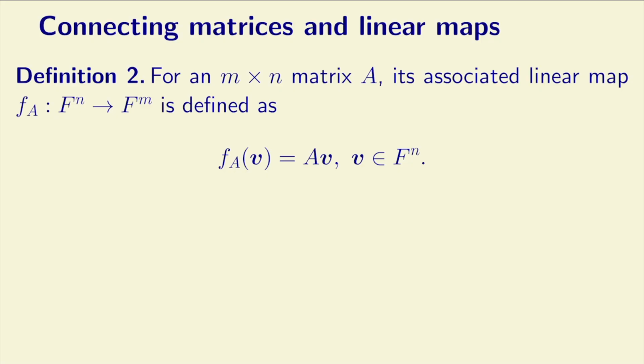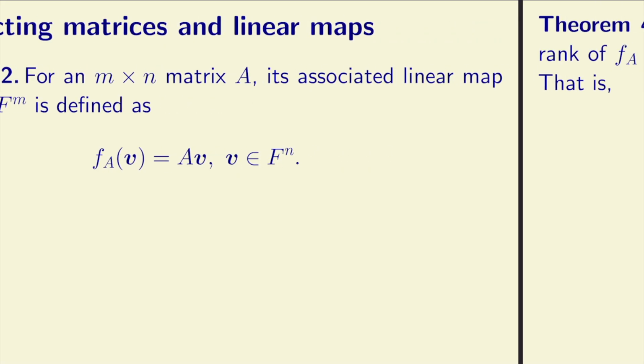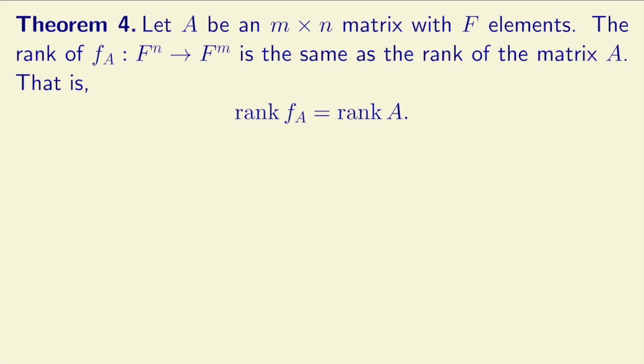Pretty much. So Theorem 4 is what we've been leading up to. It states that the rank of the linear map F sub A is the same as the rank of the matrix A. That feels like a relief. So all those concepts we just talked about, the rank of a linear map and the rank of a matrix, are basically the same thing.